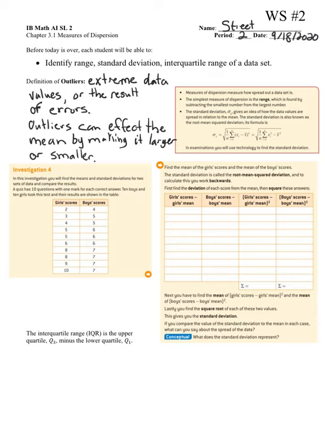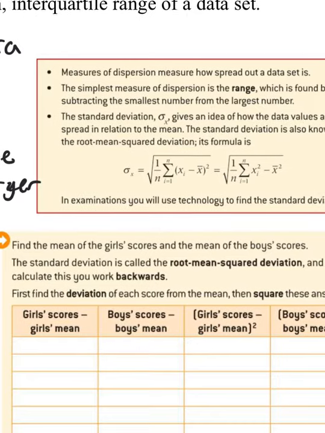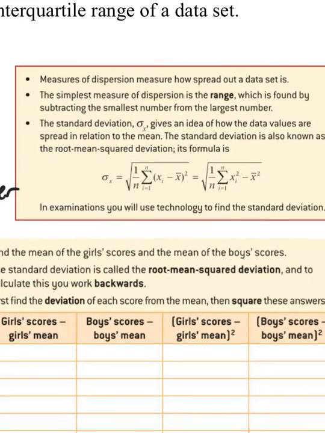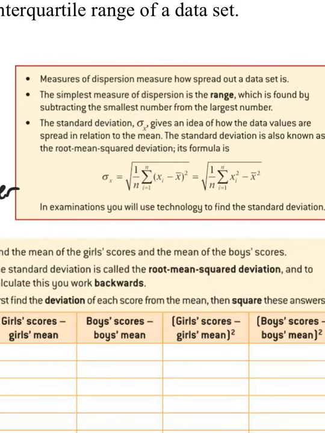Next thing I did today was I really liked a lot of the way your book explains things. And there's some things I don't like how they explain it. But anyway, let's start with standard deviation. It's called a measure of dispersion. That's what standard deviation is. It describes how spread out a data set is.